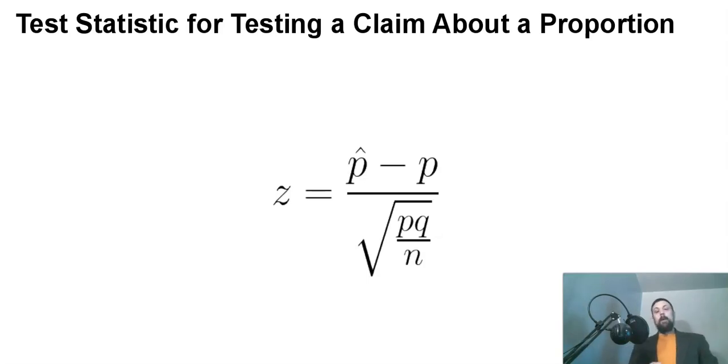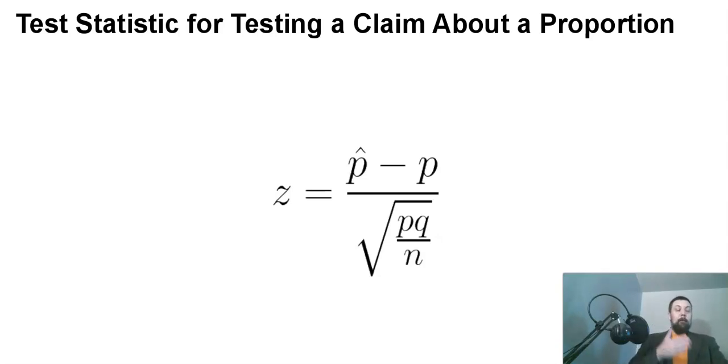there for the value of P, divided by the square root of P times Q over N. Remember, Q is 1 minus P, and again, P is a value that we get from the null hypothesis. N is the sample size. So that's where you get all those numbers from. Plug them in there, and that gives you the test statistic, which we will use to make a determination as to whether we should reject or fail to reject the null hypothesis.